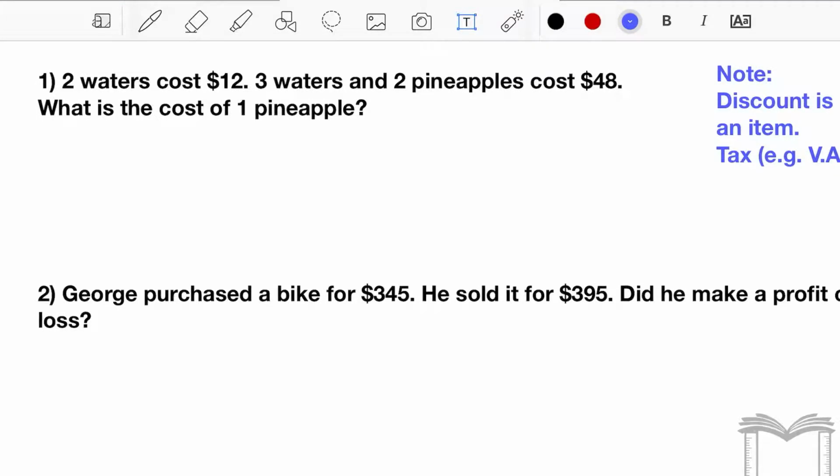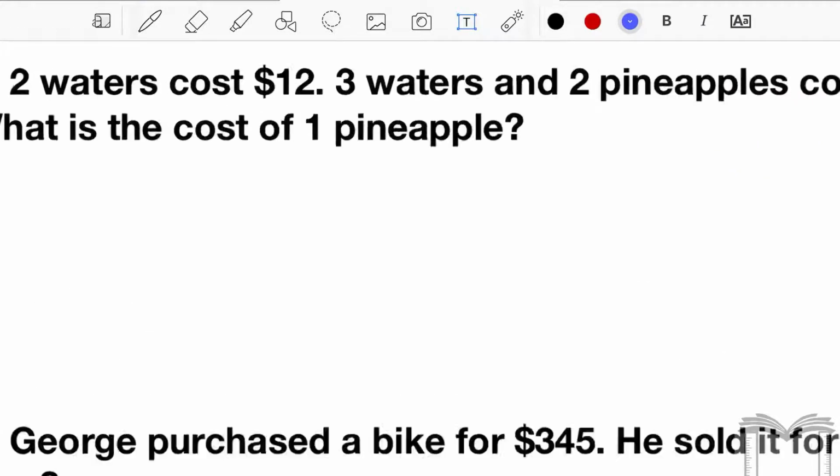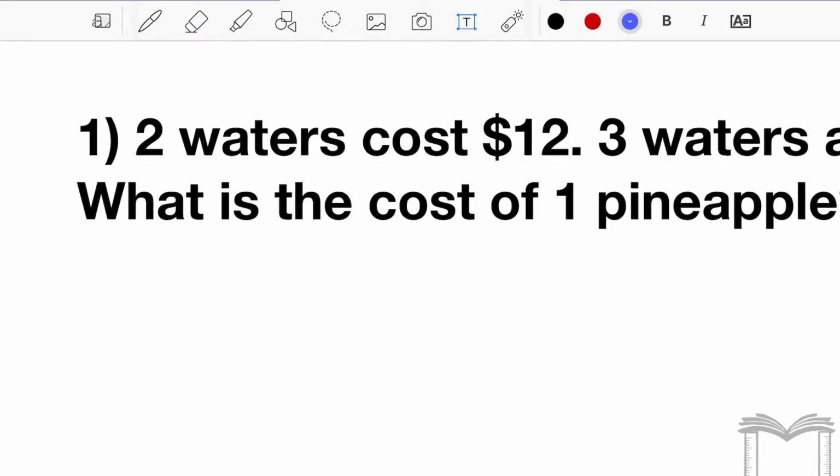Number 1. 2 waters cost $12. 3 waters and 2 pineapples cost $48. What is the cost of 1 pineapple? So we have the cost of 2 waters. Can we determine the cost of 3 waters? Yes.